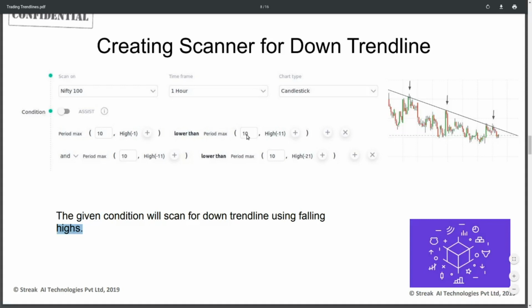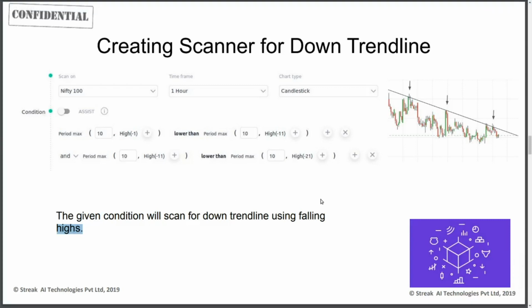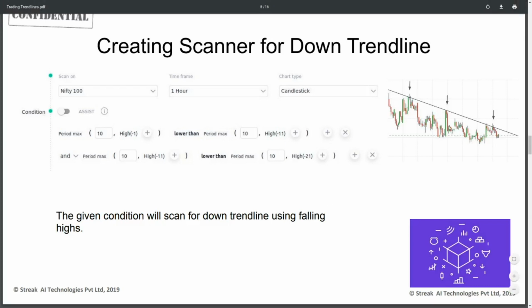This period of 10, you can make it 20, 30, however much you feel you require to analyze the data. For simplicity, we have used 10 here, and then inside that we have used -1, 11 and 21. But the concept should be understood very clearly, and then it becomes very easy to create any kind of scanner in just minutes. Having said that, let me create this downtrend scanner.